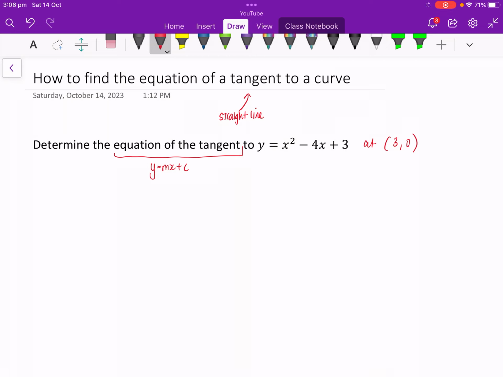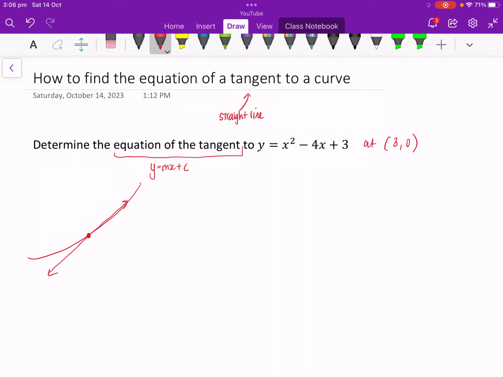So to be able to do this, you have to be given some sort of point, or you'll be given the gradient. So you could have two different versions. You can be told the gradient already, or you'll be just given a point. So let's first of all find the gradient. Now you're not told the gradient, but if we remember differentiation, if you differentiate, it gives us the gradient function. And if you've got a curve, and you've got a point, and you've got a tangent, that tangent and that point are touching, so they are sharing the same gradient.